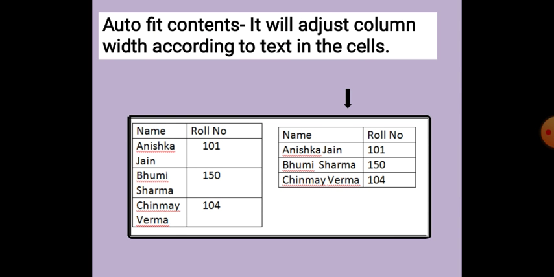First is auto fit contents. This feature adjusts the column width according to the text in the cell. Please see, in the first table you will see that the name column has less width and the roll number column has more width than its text. So if we choose the auto fit contents option, automatically the first column, that is the name column's width, is increased and the roll number column's width is decreased due to its content.